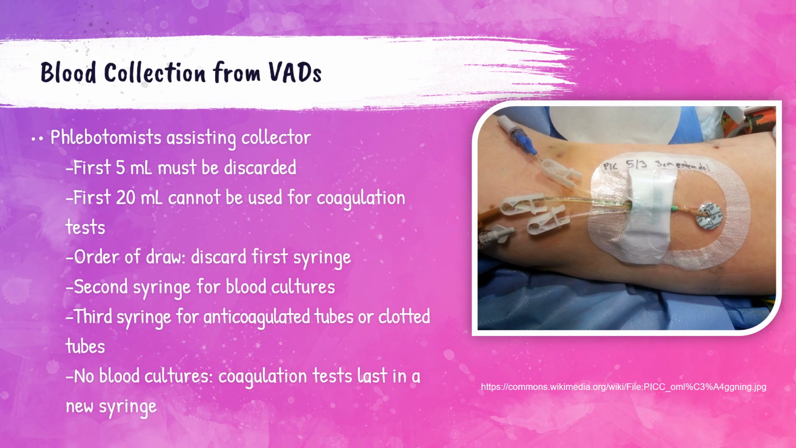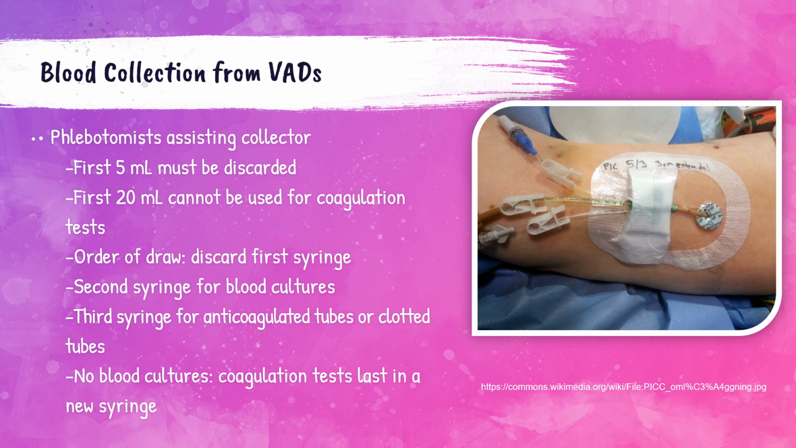Vascular access devices, or VADs, or PICs, or ports, allow repeated and long-term access to the bloodstream for frequent or regular administration of drugs. A general phlebotomist should not collect blood from a vascular access device. Nursing staff collects blood from these, and of course the phlebotomist can help assist the nurse. The first 5 milliliters of blood collected from the VAD must be discarded. The first 20 mL of blood collected from a VAD cannot be used for coagulation testing, so no PTs, PTTs, fibrinogens, D-dimers, those types of tests that are collected in light blue tops.